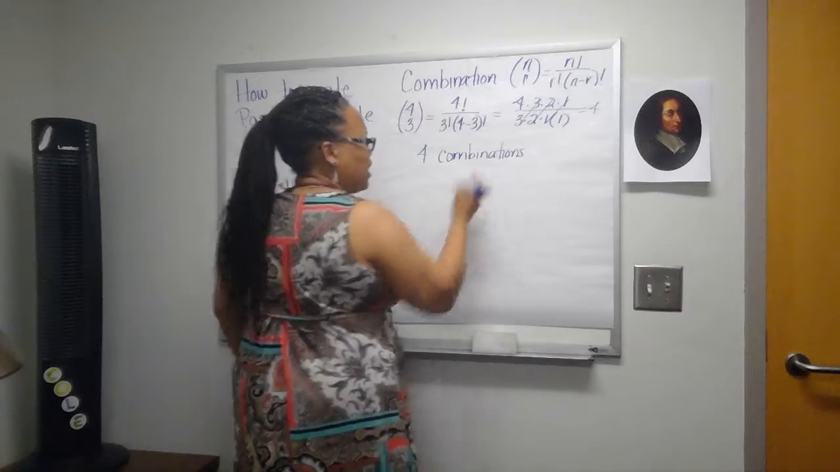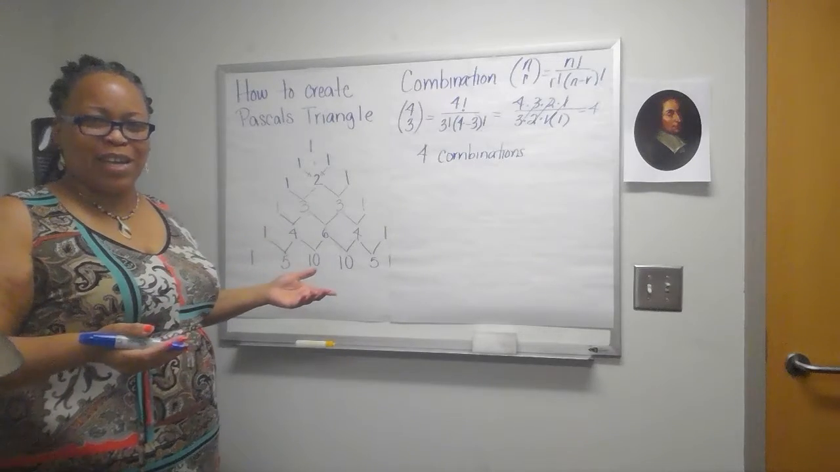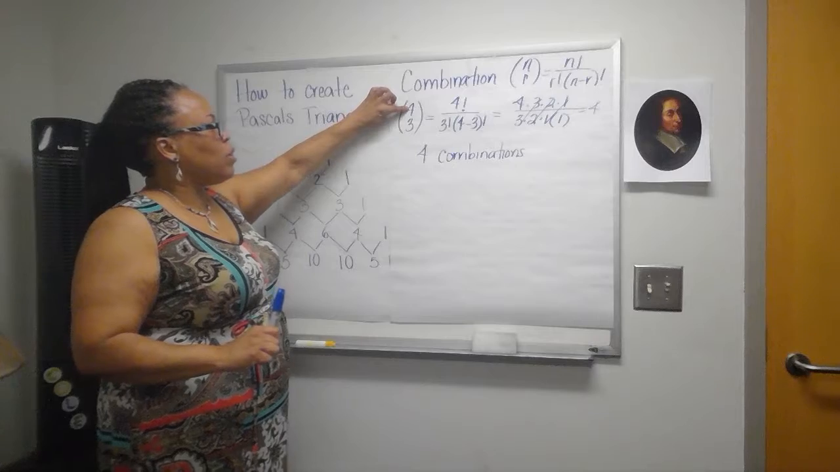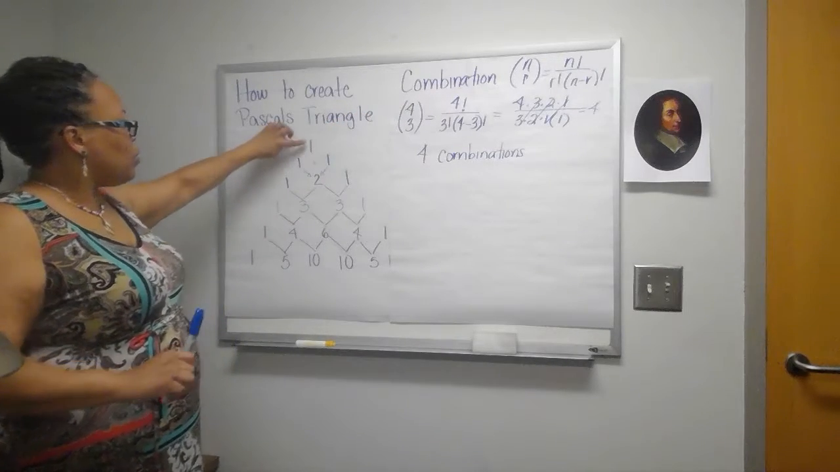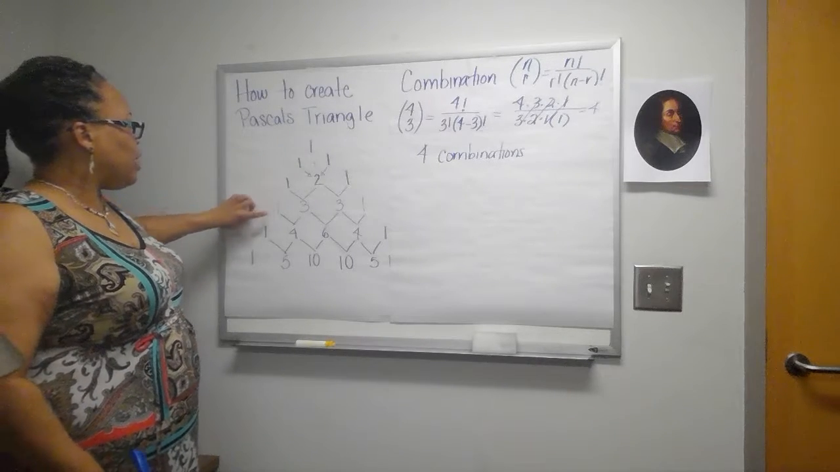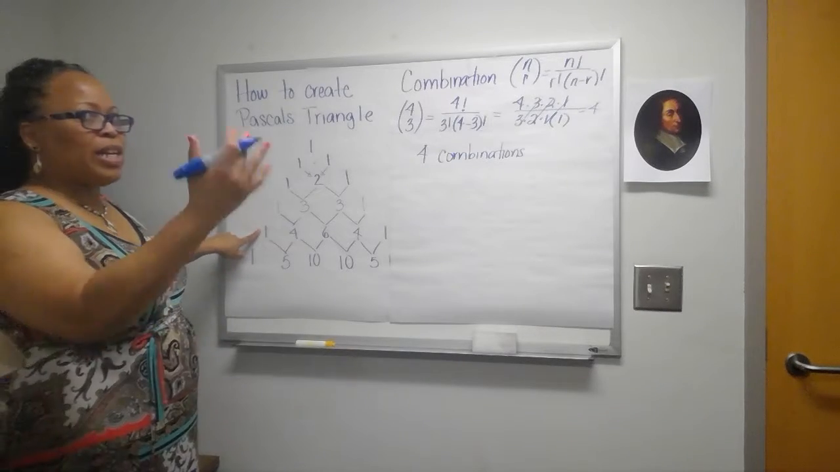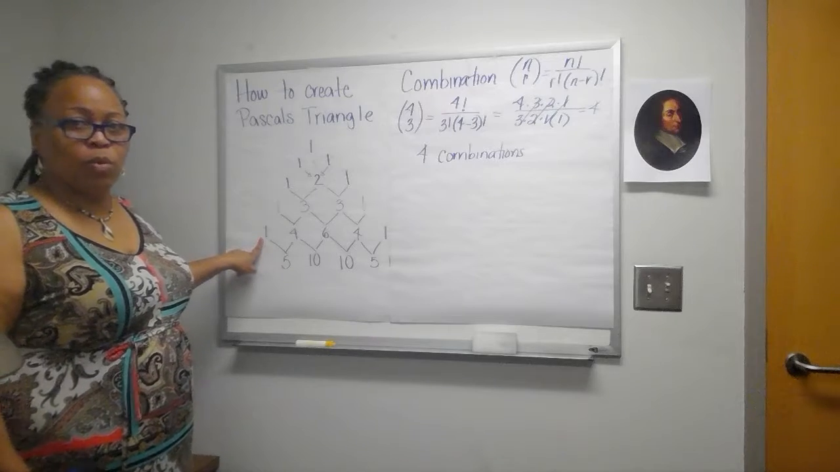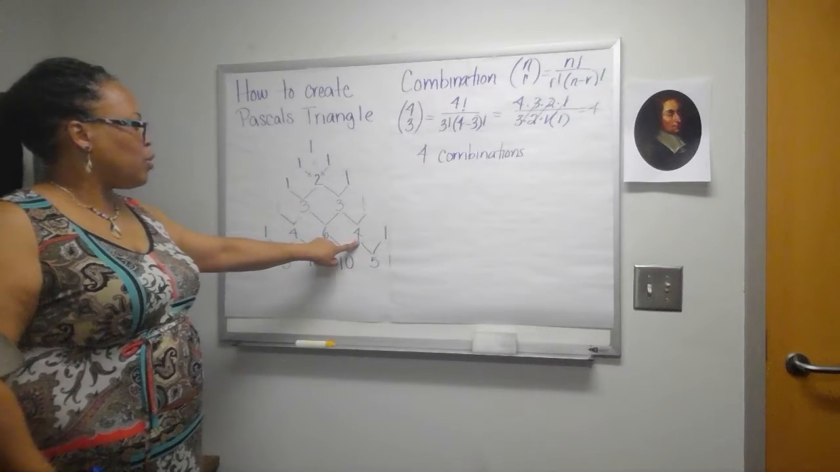So how does this relate to Pascal's triangle, you ask? Glad you asked that question. It relates because this 4 choose 3 means to go to the 4th row. We always start with 0. 1, 2, 3, 4. This is your 4th row. And then we go in 3 terms. Again, this term is always 0. So 0, 1, 2, 3.